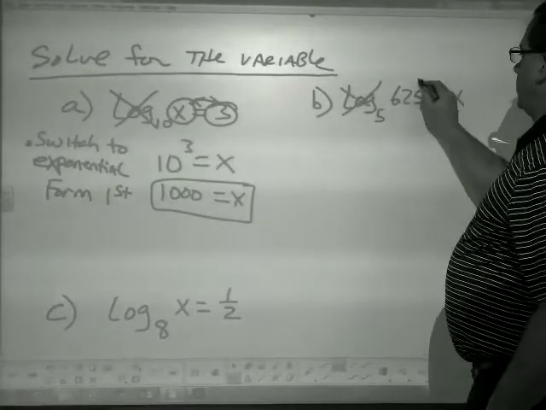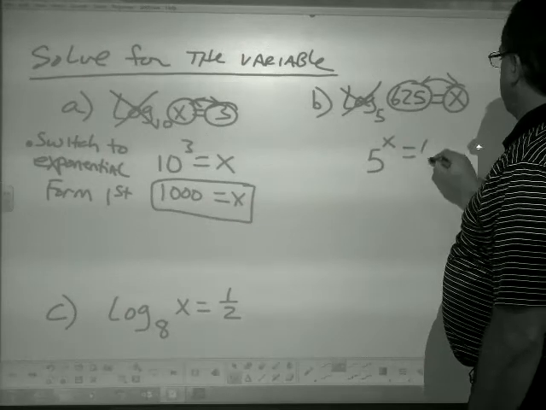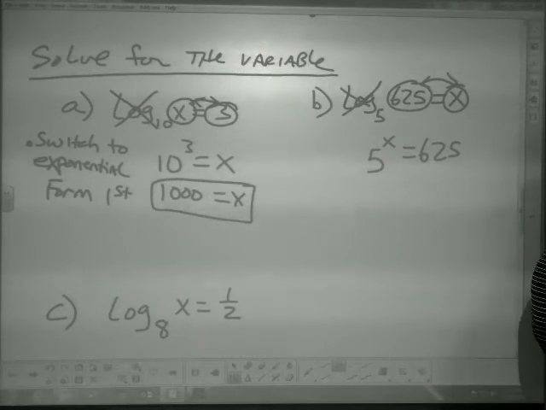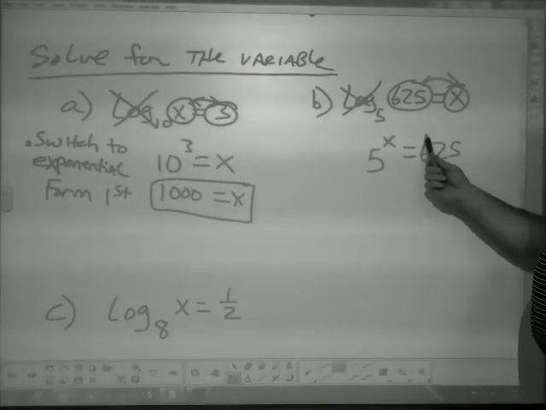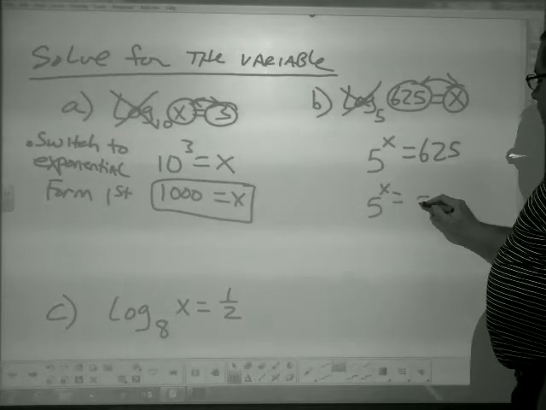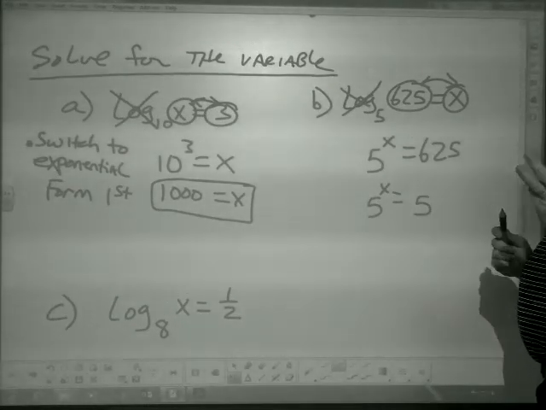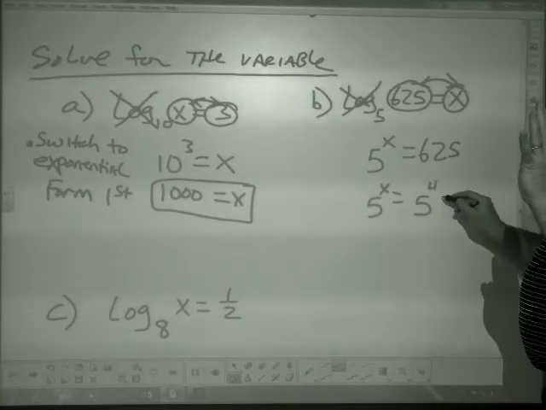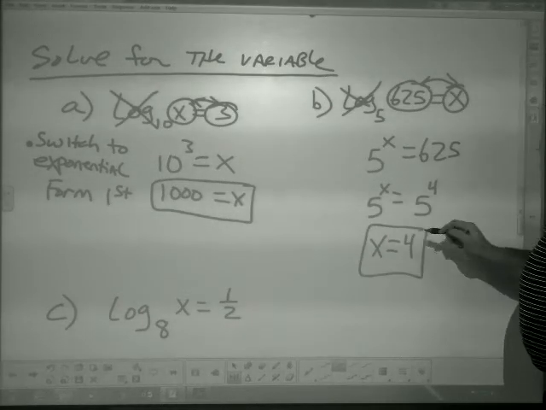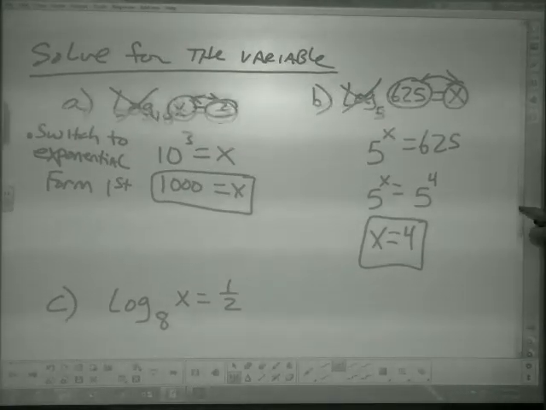Get rid of the word log, trade exponent and answer. 5 to what power is 625? I don't know. Maybe I do know. But what we try to do is use methods from last chapter. So 5 to the x is 625. 5 times 5 is 25. Times 5 is 125. Times 5 would be 625. So x is 4. 5 to what power is 625? That's 4. Okay. Let's keep going.